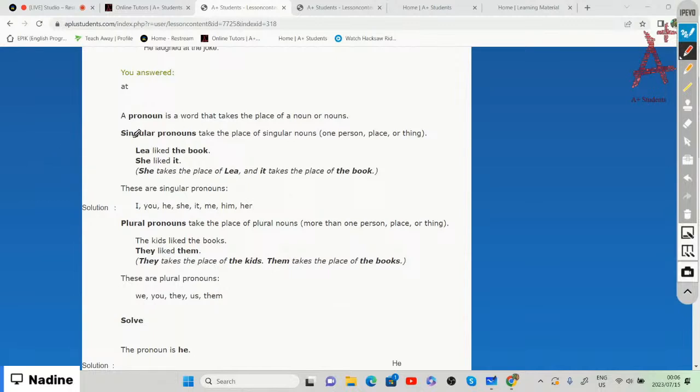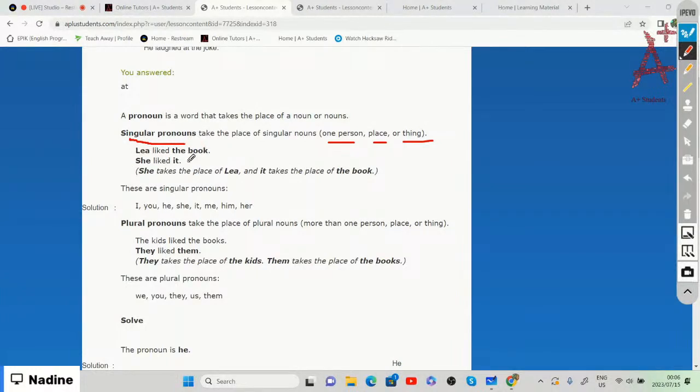A singular pronoun takes the place of a singular noun, which means it's one person, one place, or one thing, because singular means one. An example of that is Leah liked the book. So if we were to substitute the word Leah, we can say, for example, she. Instead of saying Leah, we can say she liked the book.